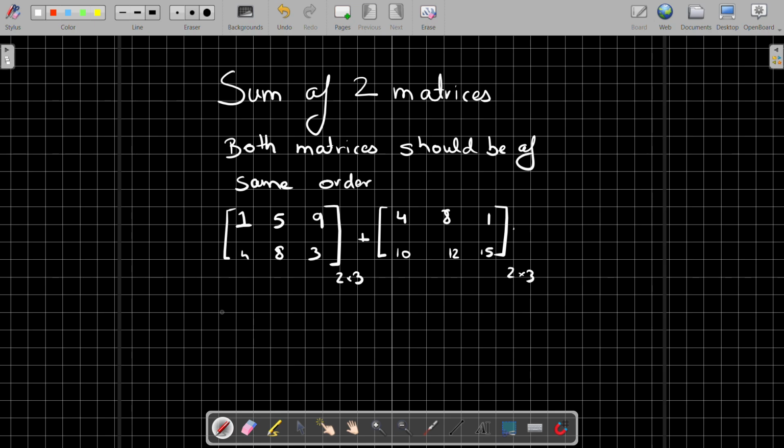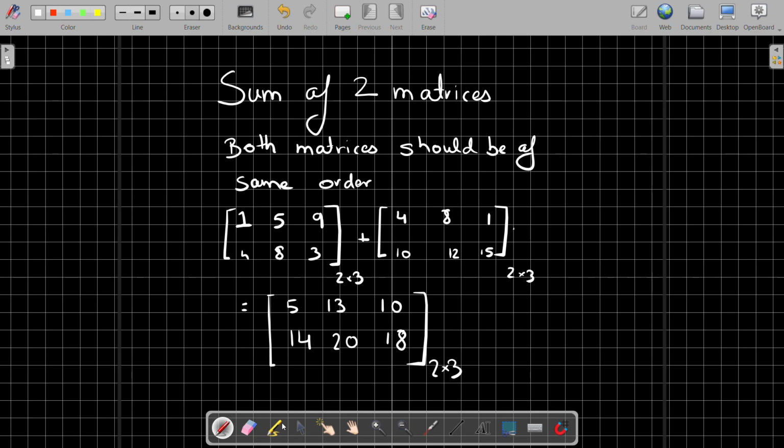Let's add them together. As we saw previously, the sum will be 1 plus 4, the corresponding elements, 1 plus 4, 5; 5 plus 8, that will be 13; 9 plus 1, 10; 4 plus 10, 14; 8 plus 12, that will make it 20; and last term, 3 plus 15, that will make 18. This is also of the order 2 by 3.